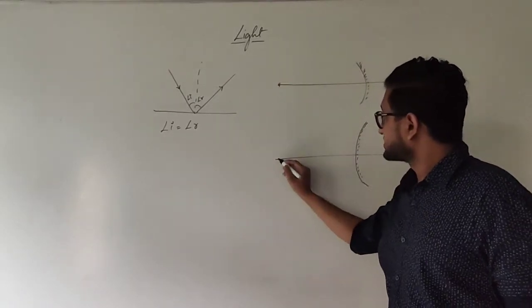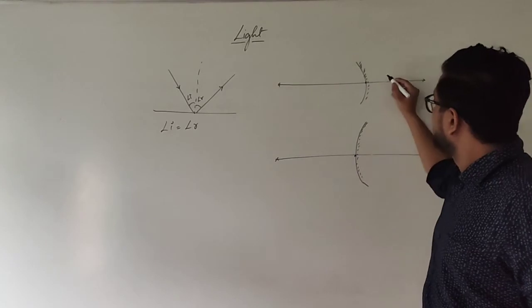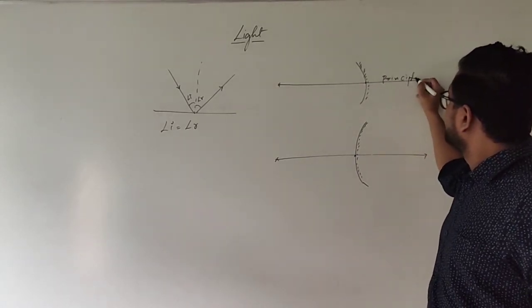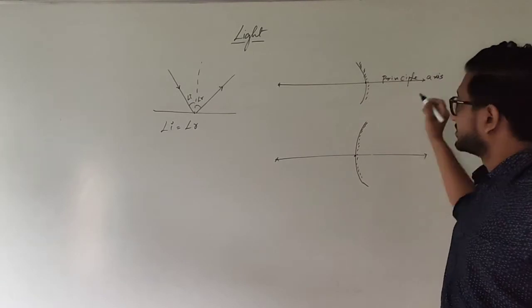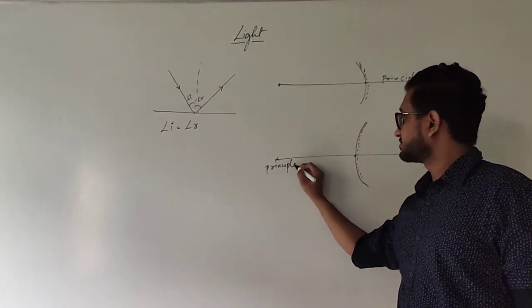This line which passes through the center of the spherical mirror is called the principal axis. It is called the principal axis. This one as well, principal axis.